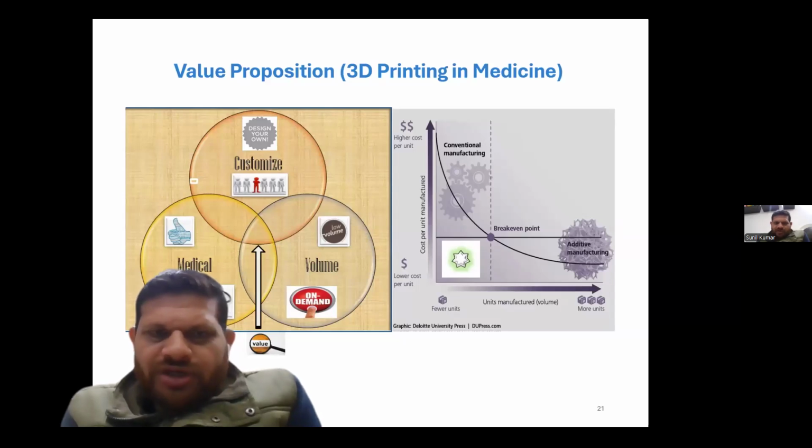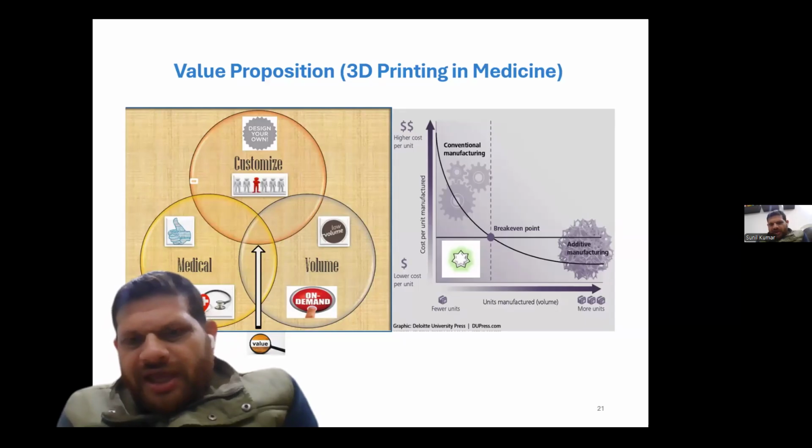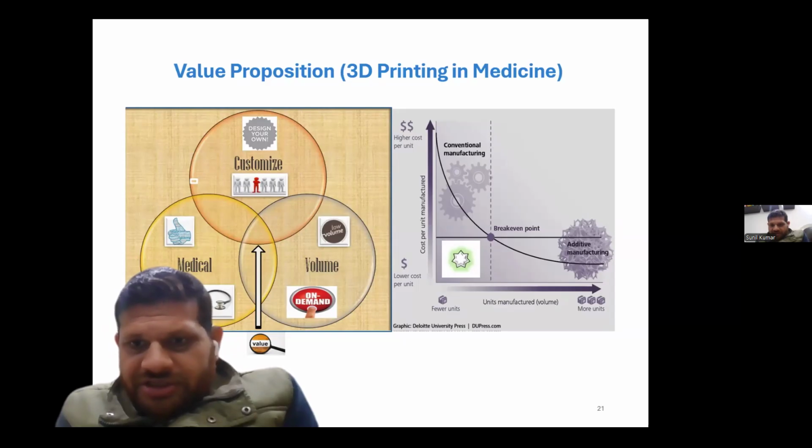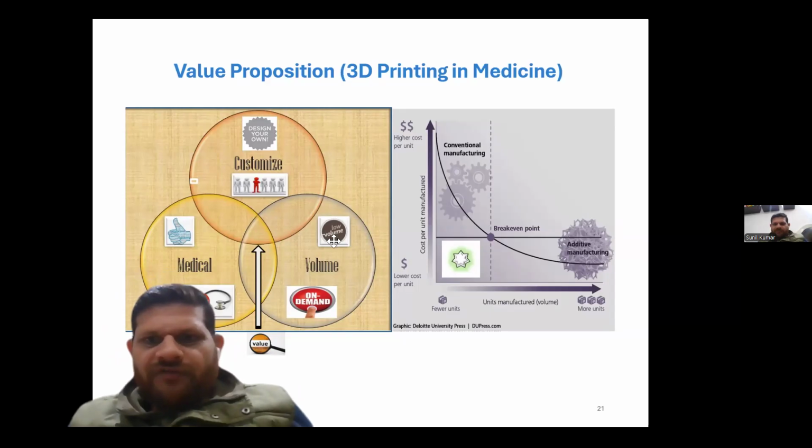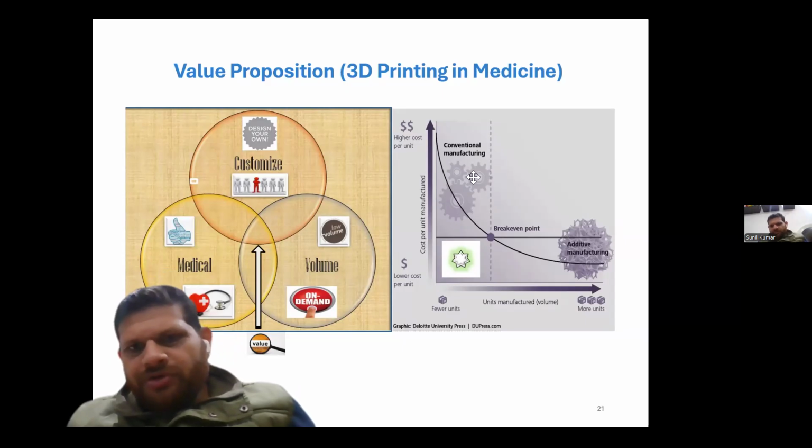value, adds value to our pharmaceutics, and with the help of this 3D printing, the manufacturing of these tablets or pills increases, or productivity we can say increases very high. You can see from this graph. With conventional manufacturing, we have fewer units produced in less time, and with the help of additive manufacturing, the units produced can be high, and definitely the cost will be low.